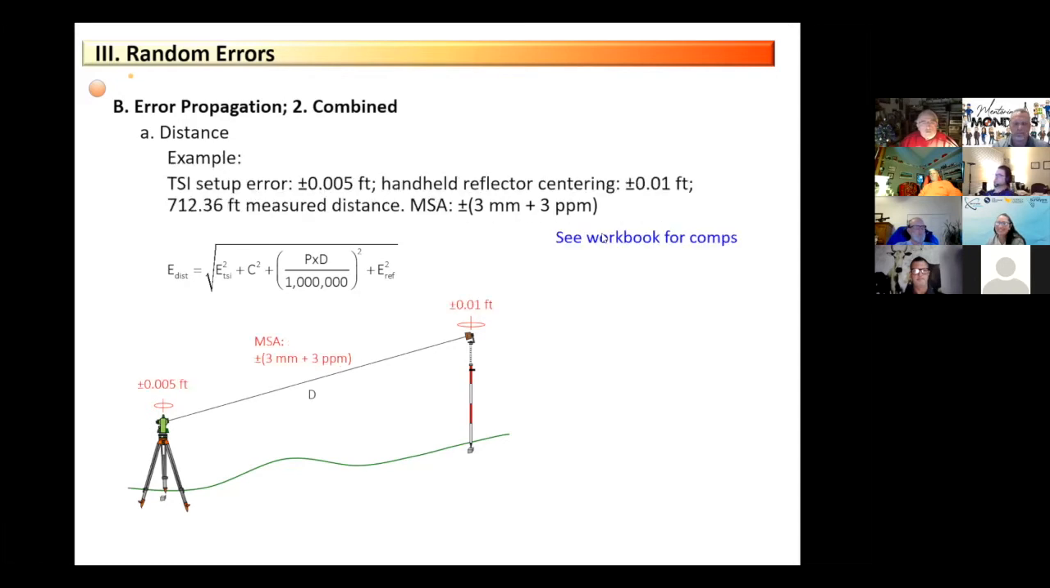Now, to do that, let's say that we've got a TSI setup error of 5 thousandths of a foot, and we've got a handheld reflector at the other end. The setting is a hundredth of a foot.